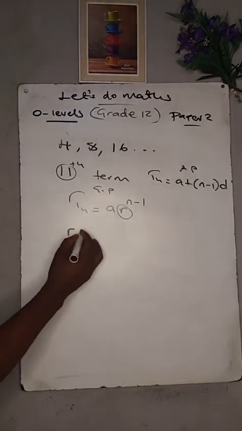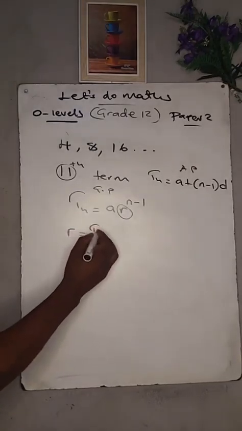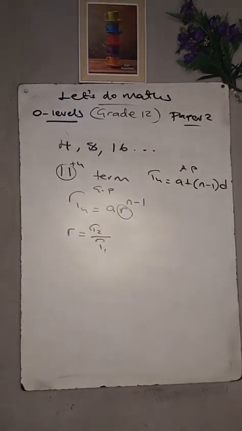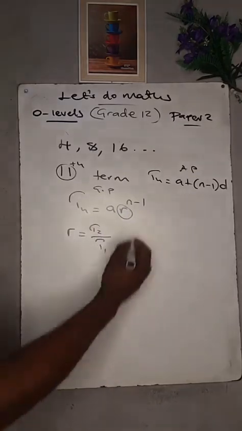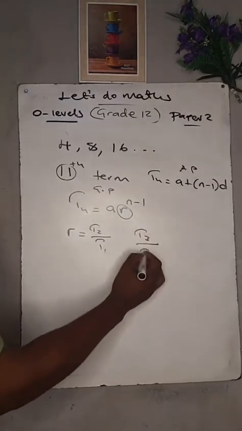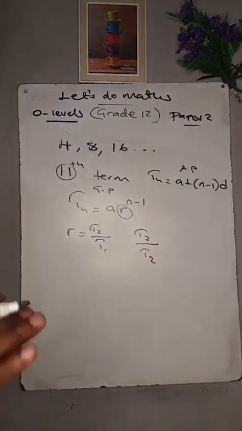You say R is equal to second term over first term. Or you can say third term over second term. You will still get the same common ratio.